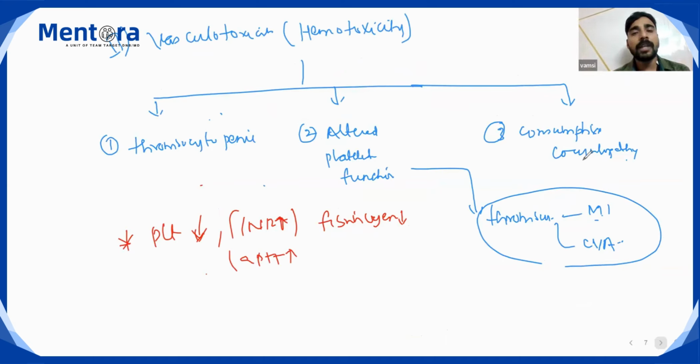So there is more risk of MI and CVA. They also cause what is called consumptive coagulopathy, activating the clotting factors, which leads to more and more utilization of the clotting factors, leading to a DIC type of picture. So in the investigations, you can see platelet count decreased, PT/INR elevated, APTT elevated, and fibrinogen levels decreased.